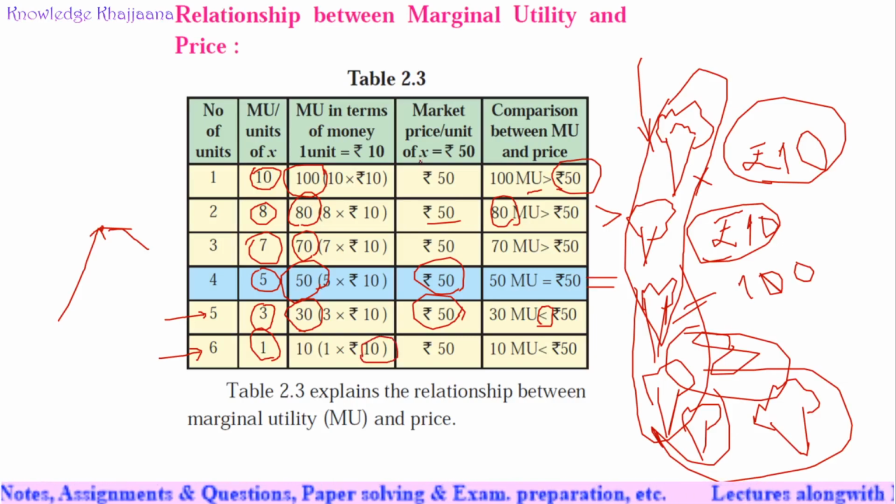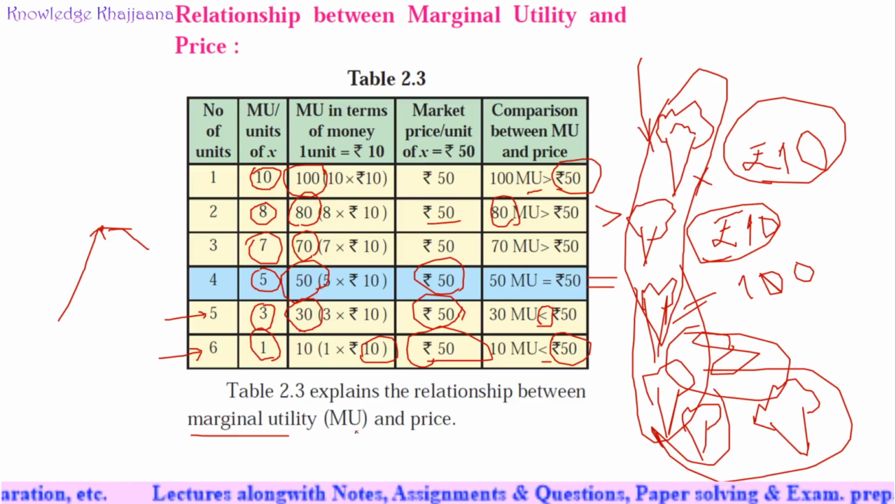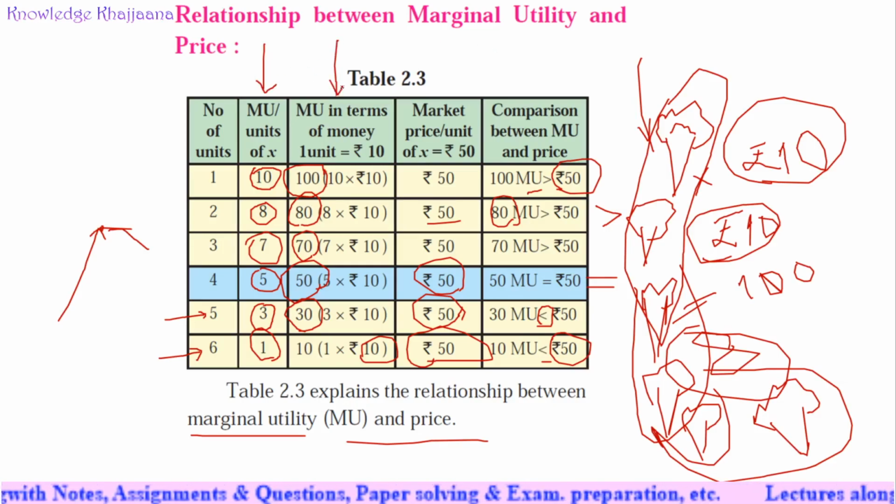And what is the market price at the same time? 50. So is he in profit? No. So the 10 rupees of marginal utility is obviously very much smaller than the market price of that commodity, that is rupees 50. So table 2.3 explains the relationship between marginal utility and marginal utility price. Marginal utility is measured in terms of utils and the same is converted into money. If it is converted into money by multiplying it with 10, we will get the comparison between the two.